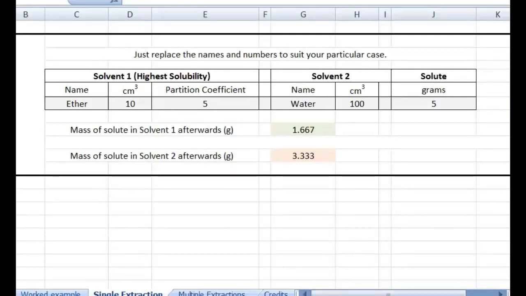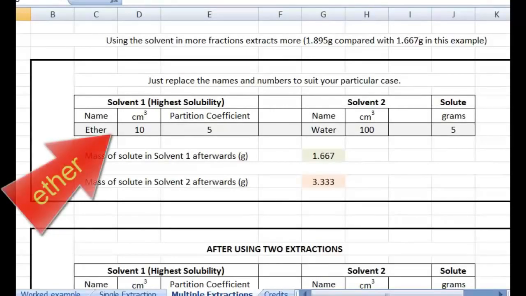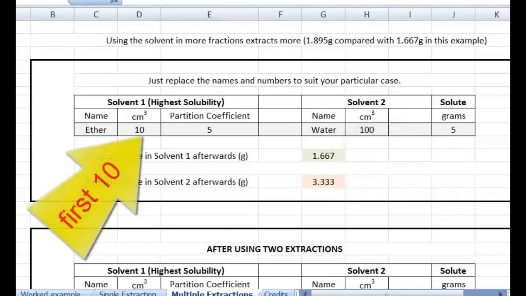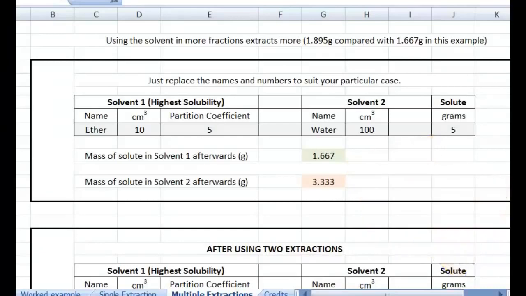This is from a spreadsheet that I produced. You may find it present here on YouTube or on my website, using 5 sets of 10 cubic centimeters of ether. So I've put the information into the spreadsheet here. 10 cubic centimeters of ether, the partition coefficient 5, the volume of water 100 cubic centimeters, and the mass of solute 5. Now the first 10 cubic centimeters, the spreadsheet works out that it would extract 1.667 grams of X. That's in the first of 5 goes. And in pink there are 3.333 grams left in the water at that stage.